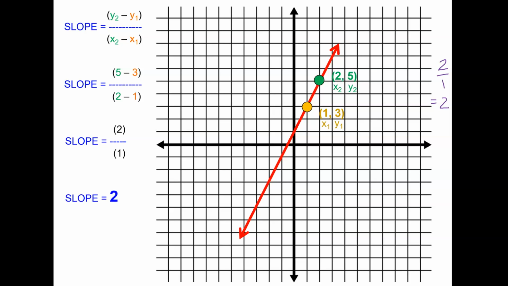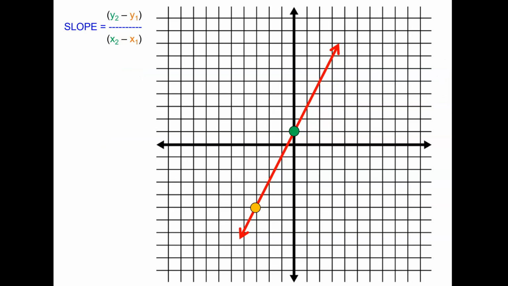Now, the thing about slope is that any line only has one value of slope. It doesn't matter what 2 points you choose on the line, you will get the same slope every time. This is the same line, but I've chosen 2 different points. Now, our orange point is at -3, -5, and our green point is at 0, 1. 1 will become our y2. It's the y coordinate of the second point.